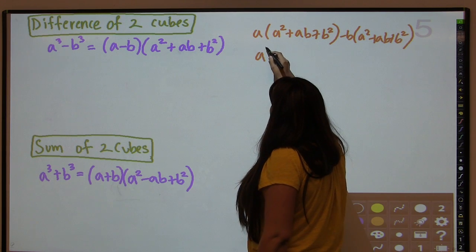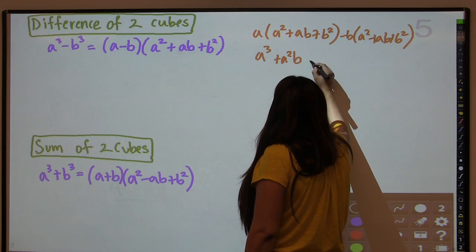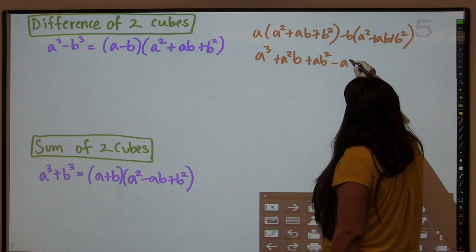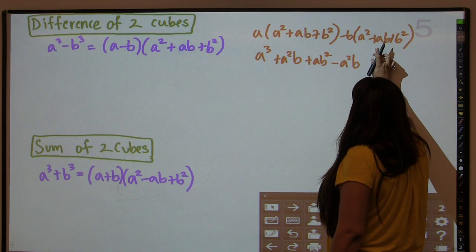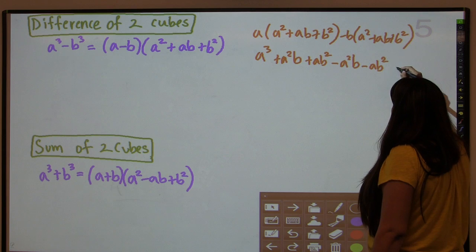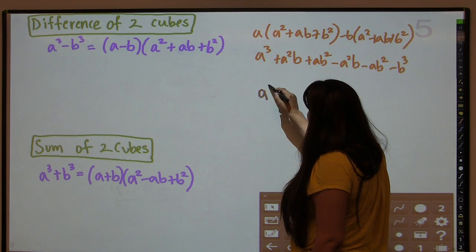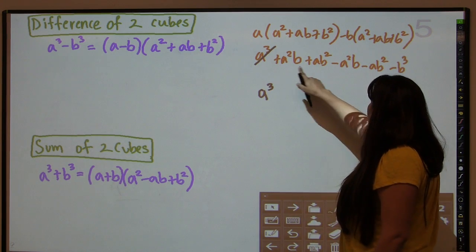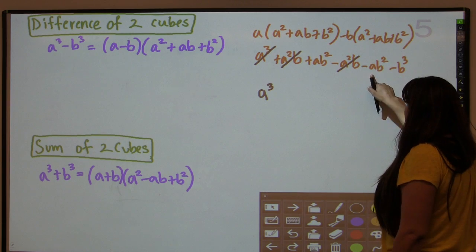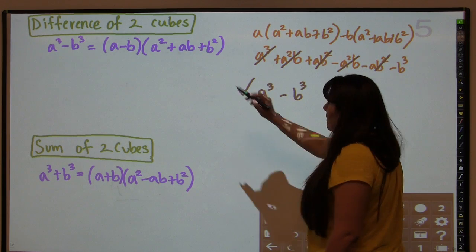A times a squared is a cubed. A times ab is a squared b. A times b squared is ab squared. Then we have negative b times a squared, which is negative a squared b. Then we have negative b times positive ab, which is negative ab squared. And lastly, negative b times positive b squared is negative b cubed. And then we can try to combine all of our like terms, and we have a cubed, we have an a squared b and a negative a squared b, so they cancel. We have a positive ab squared and a negative ab squared, so they cancel, and then we just have minus b cubed, and that is how we verify the first one.